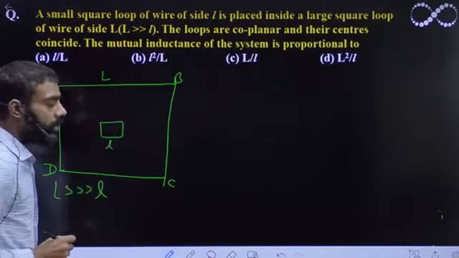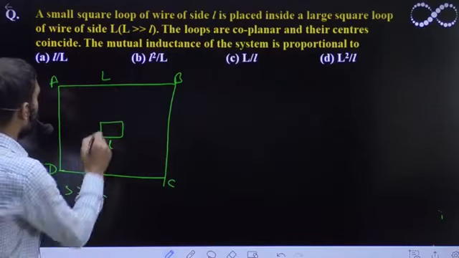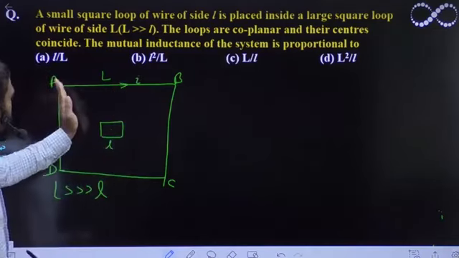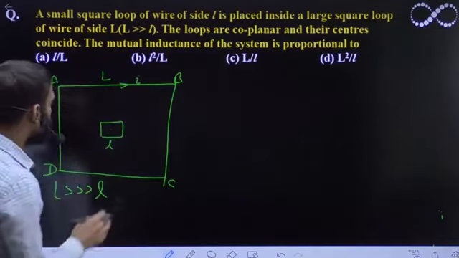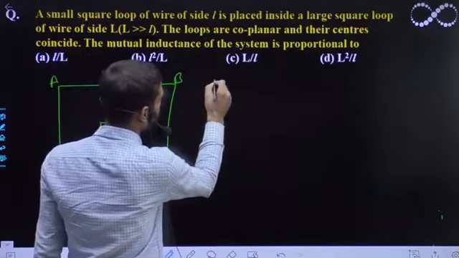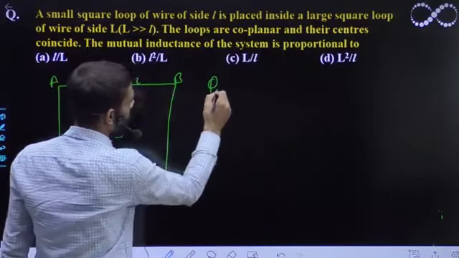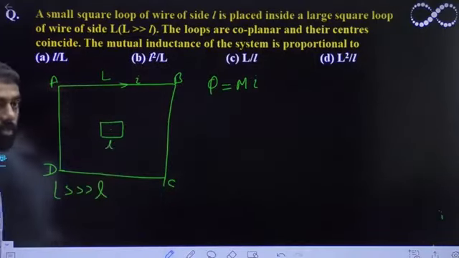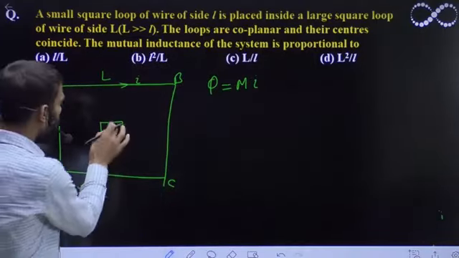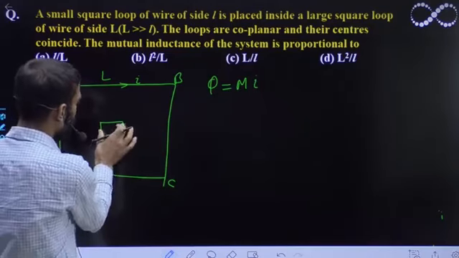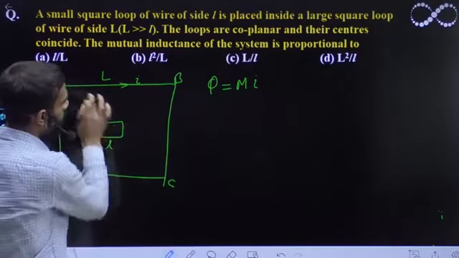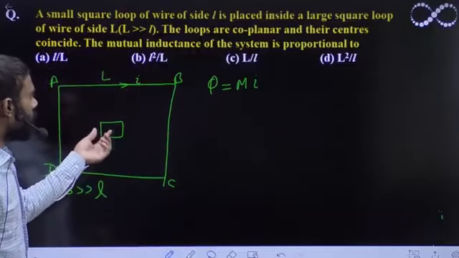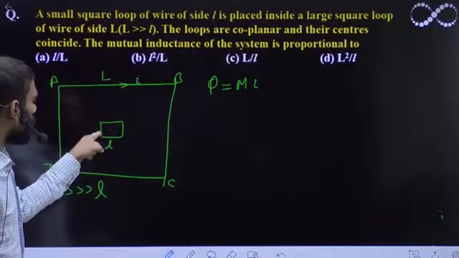So in order to calculate the mutual inductance, let us take the current I flowing in this direction. So what is the magnetic field due to AB first? What I will apply here is flux is equal to M into I. The current I have taken in the bigger square, and the flux I will calculate in the smaller one, and this will give you the value of mutual inductance. So I am trying to calculate the flux through the smaller square.